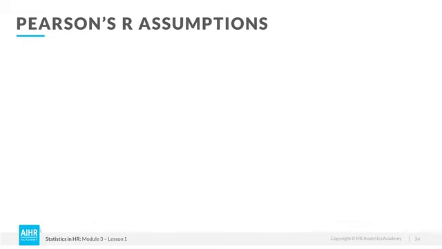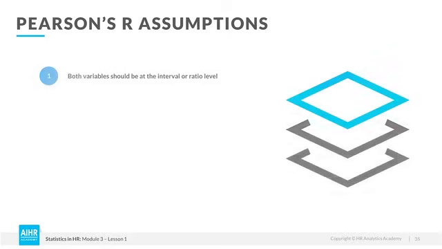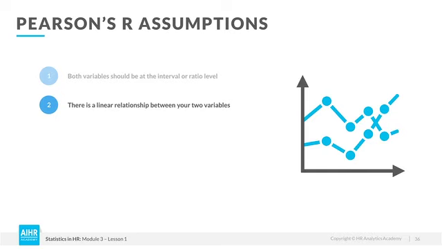Next, there are several assumptions that have to be met before you're able to perform a Pearson's R correlation analysis. They are as follows. First, your two variables should be at the interval or ratio level, or in other words, they are continuous variables. Just to remind you of the previous lesson, these variables can be IQ, age, tenure, and so forth. Next, you want to make sure that there is a linear relationship between your two variables.